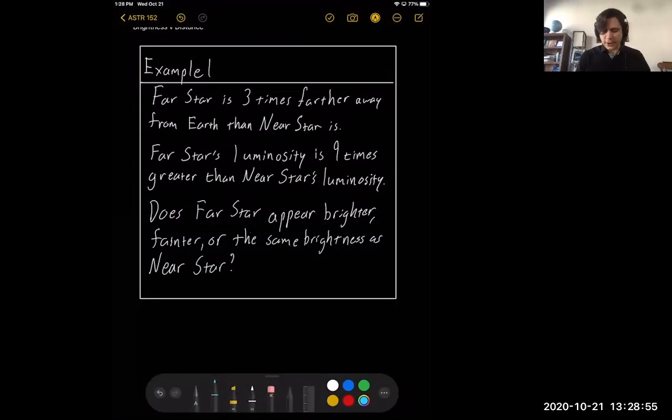Okay, so far star, very on the nose name because this is the one that's farther away, is 3 times farther away from the Earth than near star is. Far star's luminosity is 9 times greater than near star's luminosity. Does far star appear brighter, fainter, or is it the same brightness as near star when viewed from Earth? So again, I'm giving you information about the distance, the luminosity, and you have to tell me which one appears brighter in the sky.